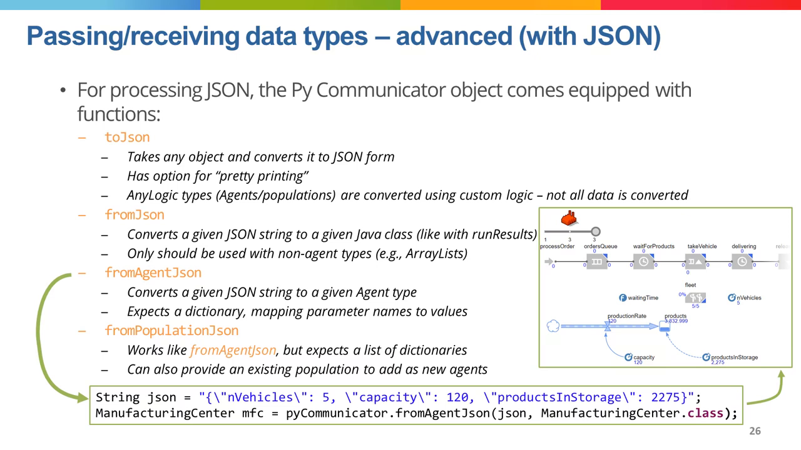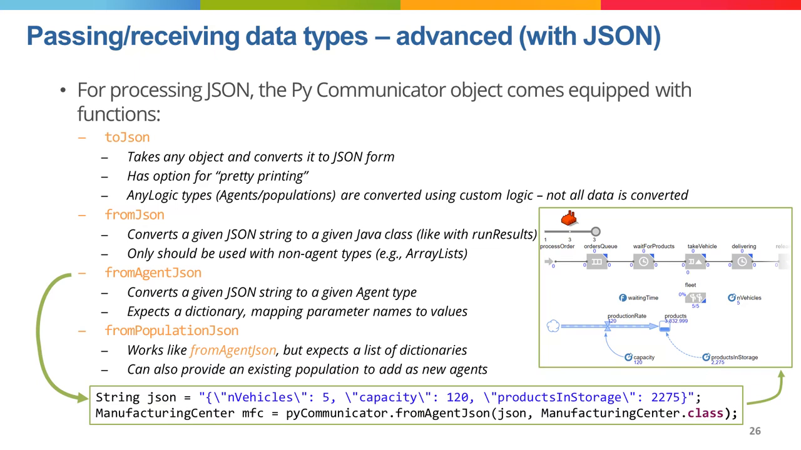The fromAgentJSON function takes a mapping of parameter names to values along with the agent class and returns that agent type. Currently, though, it only supports parameter types that are a Java primitive or any of the types that JSON supports. So you could use it with strings, numbers, and Booleans, but it couldn't, say, be used with an agent type that used another agent type as one of its parameter inputs.